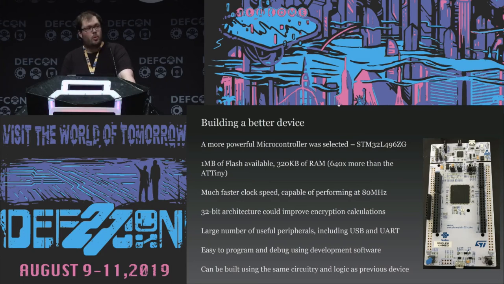The clock speed could go all the way up to 80 megahertz, which would allow me to basically not have to use an external clock if I was clever about it. And the 32-bit architecture meant that I could implement all the encryption authentication without having to do anything too clever, like write assembly. It has USB and UART capabilities, meaning I could make it a proper attack tool with commands being received and sent. And it's got proper printf debugging. So if you plug into the ST link at the top, you can debug this thing fully, extremely easily.